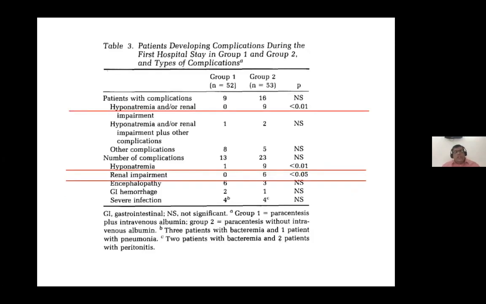When they looked at the other complications, overall complications were similar in the two groups, but there was no hyponatremia or renal impairment in patients who received albumin. Only one patient developed hyponatremia as compared to 9 and 6 patients in those who did not get albumin.